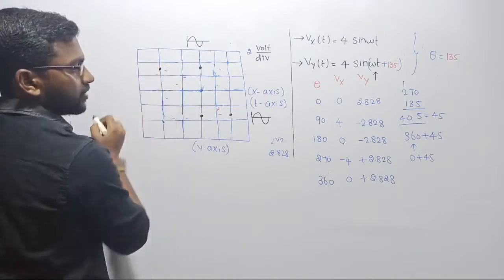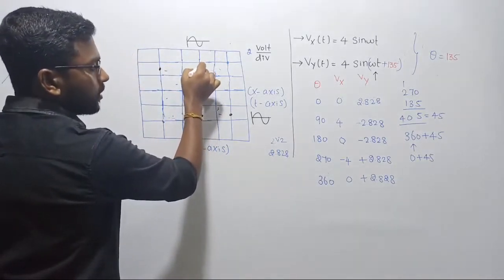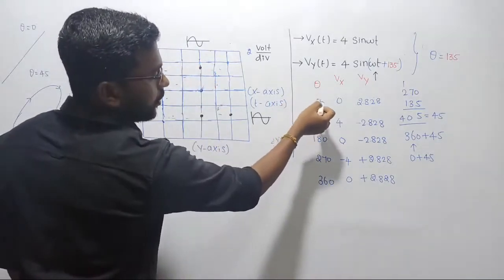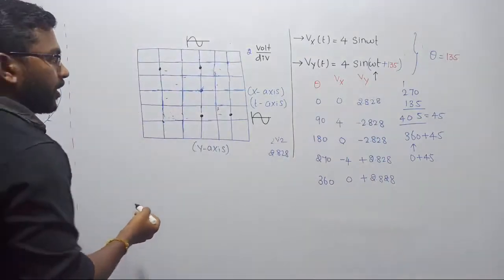Let me join these 2 points. And then x-axis is 0. Y-axis again is coming back to 2.828. Listen, 360 is equal to 0 degree only. Whichever value you are getting here, the same value will appear here also. Right? Fine. So let us join.